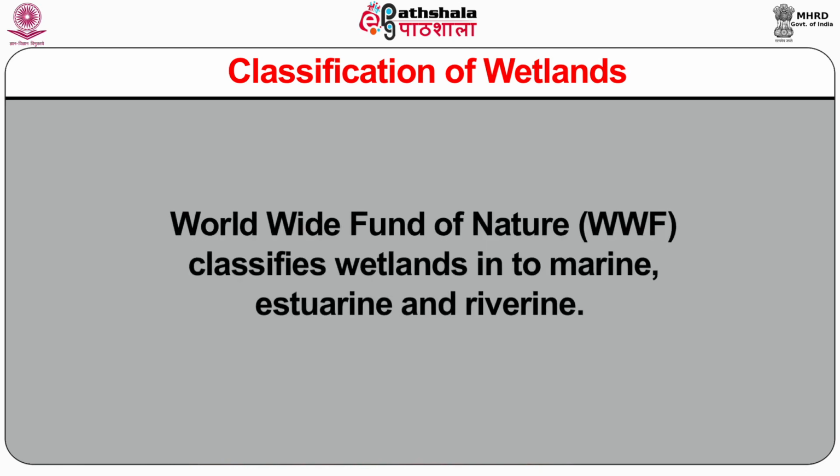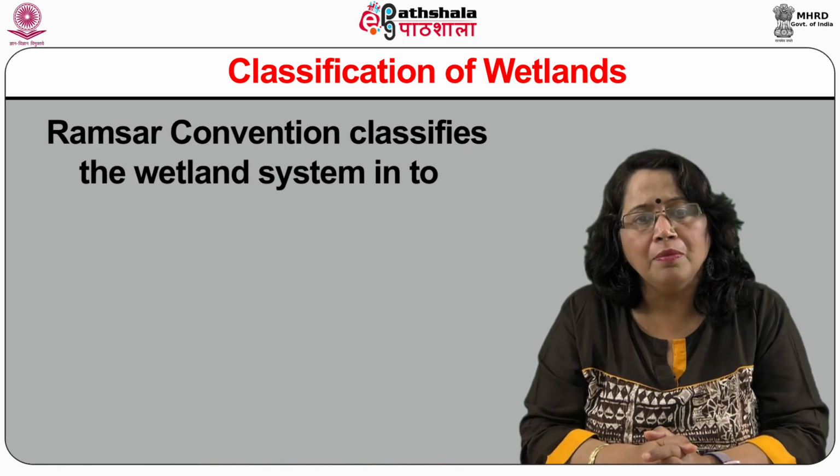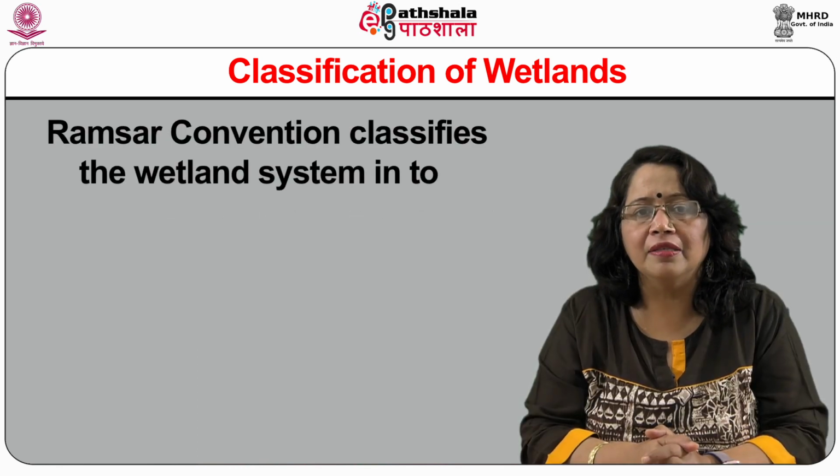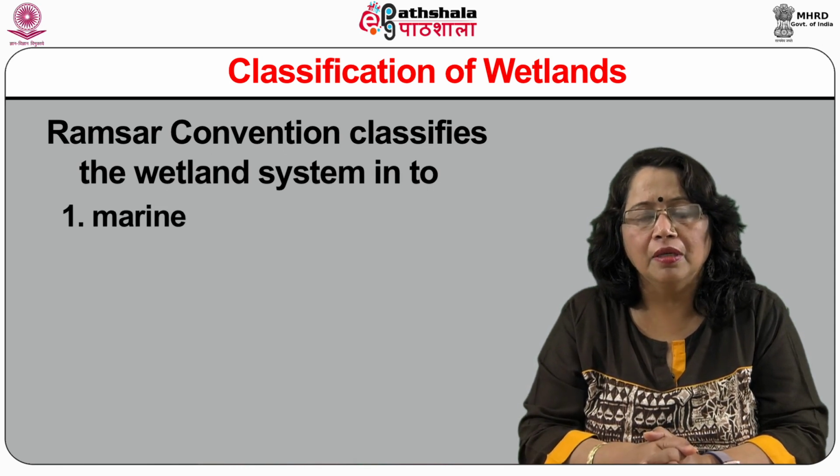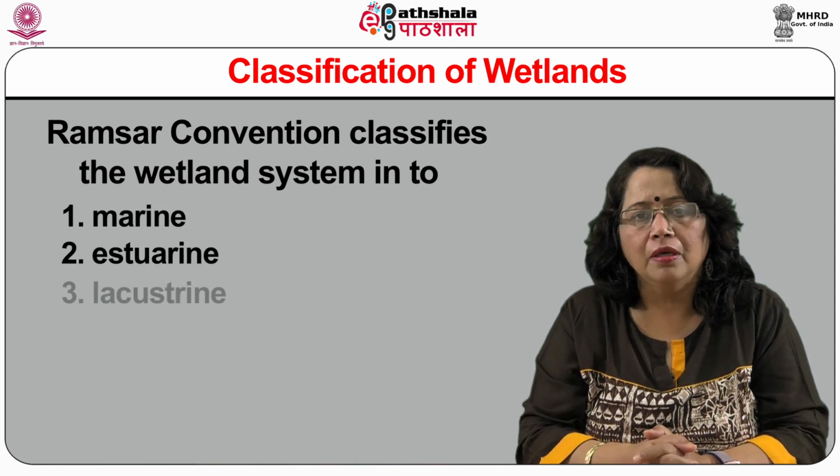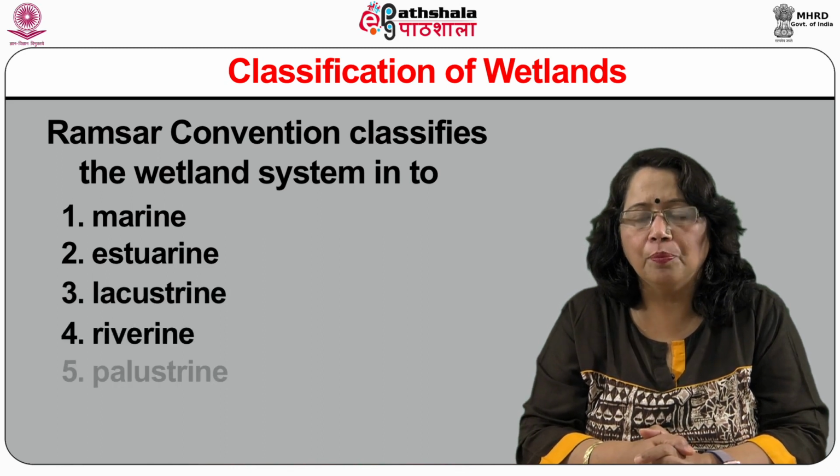The World Wide Fund for Nature classifies wetlands into marine, estuarine, and riverine. The Ramsar Convention classifies the wetland system into marine, estuarine, lacustrine, riverine, palustrine.